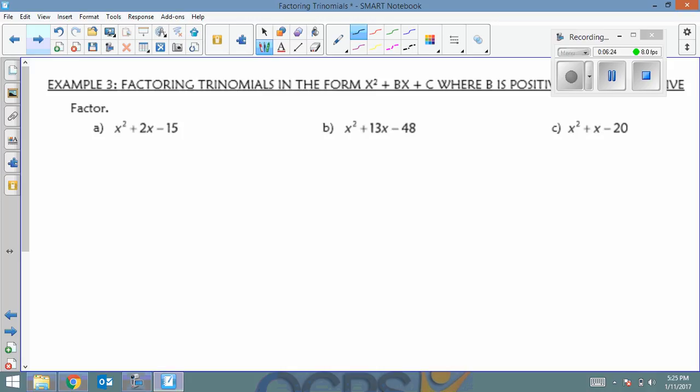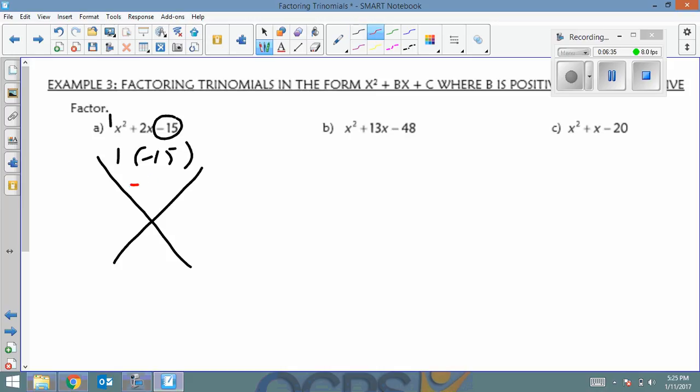Okay, and this one, again, it's slightly different because now our back number is negative. Our back number is negative. So again, it's that first number times the last. So how this will change, and the middle number, is now only one of our factors, only one of our numbers will be negative. So like, let's say here, what numbers multiply to get 15? Well, 3 and 5, but because this is negative, one of these has to be negative.